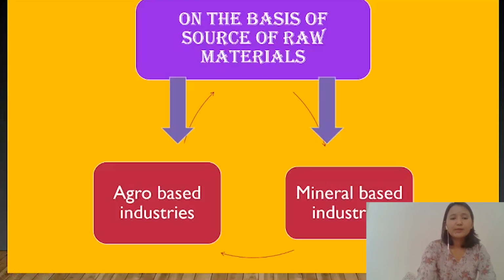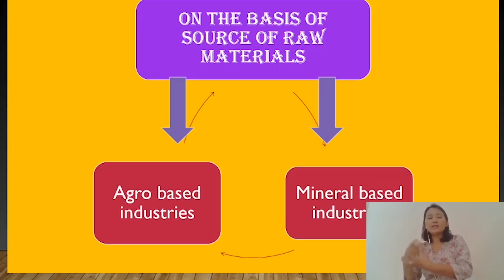Okay, now coming to the last one. On the basis of source of raw material, the industries are divided into two: agro-based and mineral-based. Source of raw material means from where we get the raw material.